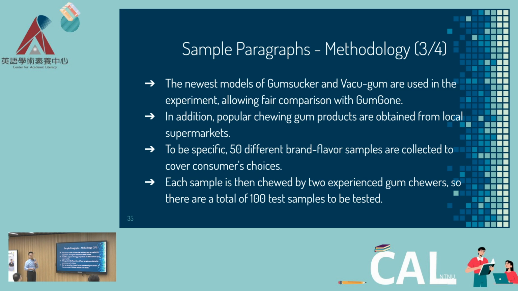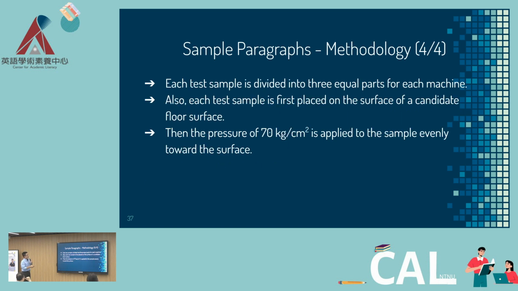Samples are given to experienced gum chewers, so there are a total of 100 test samples to be tested. Experienced gum chewers, right? To have fair, consistent samples. If your readers want to do the experiment, he or she has to hire experienced gum chewers to reproduce your results. So here is just a description of your method, not so many useful phrases here.